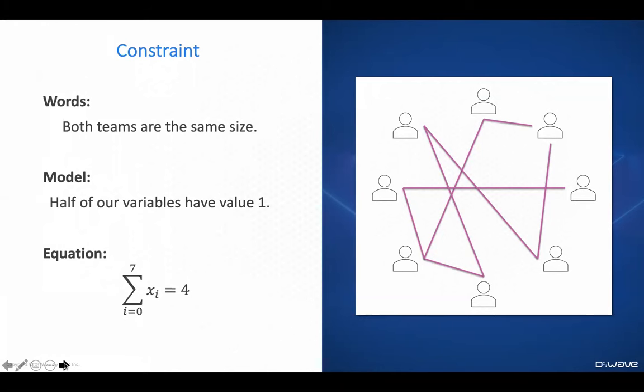The teams are supposed to be the same size. What does that mean? It means that half the variables have a value of 1. So the equation I need to write is the sum of i equals 0 to 7 of x sub i is equal to 4. And this is fairly clear that if you wanted to generalize this, just for those of you thinking about it there, how about 100 people, okay? Sum from 0 to 99 should be 50, right? I want them divided in half.